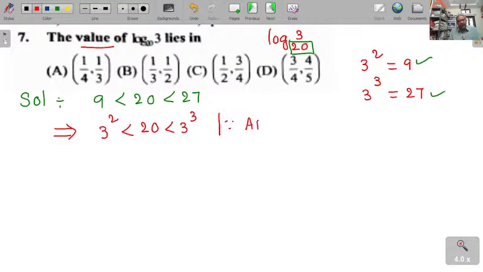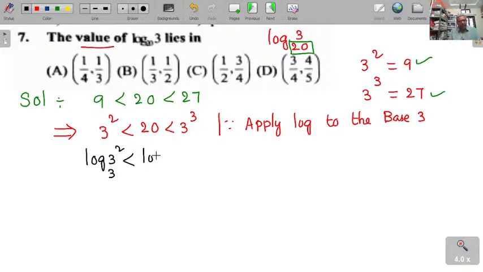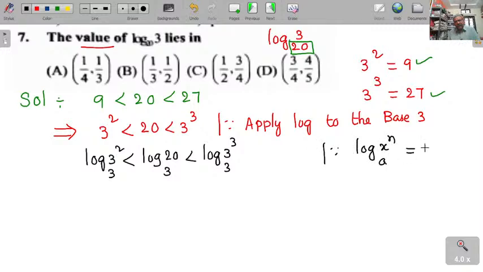Apply logarithm to the base 3. On applying logarithm to the base 3 you get log of 3 square to the base 3. Since the base is 3, the inequality symbol will not reverse, the same symbol is retained. So this is log 20 to the base 3 less than log of 3 cube to the base 3. We know that logarithm of x to the power of n to the base a is equal to n times log x to the base a, using the power rule.